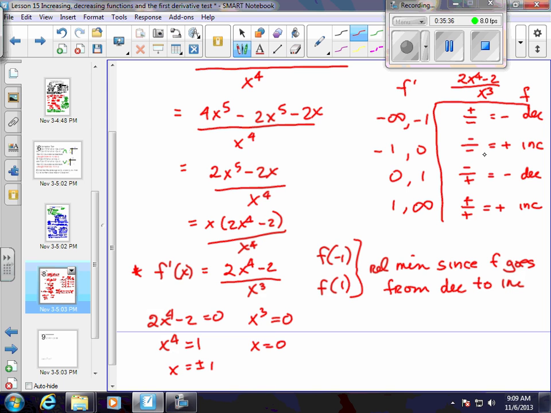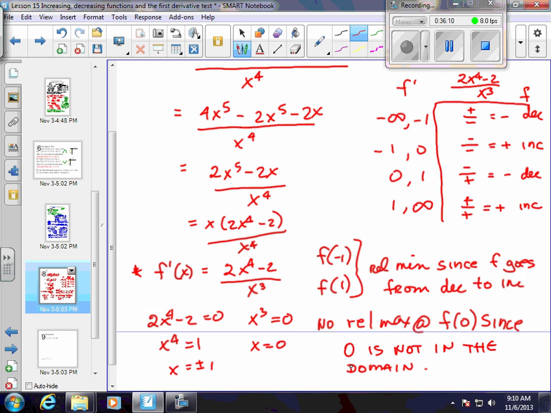So, very good. See, don't be tricked here. Don't just look at this and say, oh, increasing, decreasing, I have a relative max. There is no relative max at f of 0, since 0 is not in the domain. You cannot have a maximum or a minimum at a number that's not in the domain. There's no point even plotted.